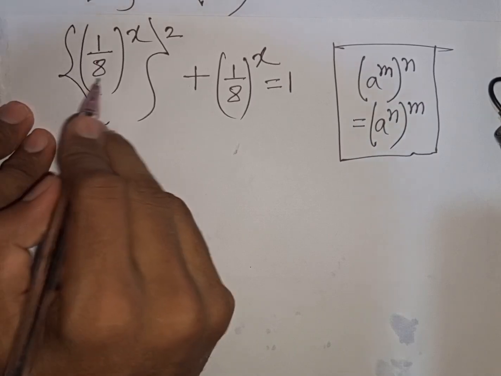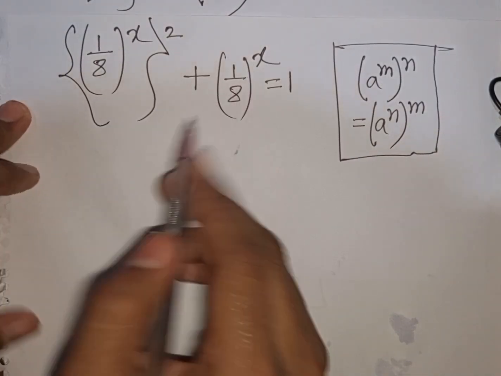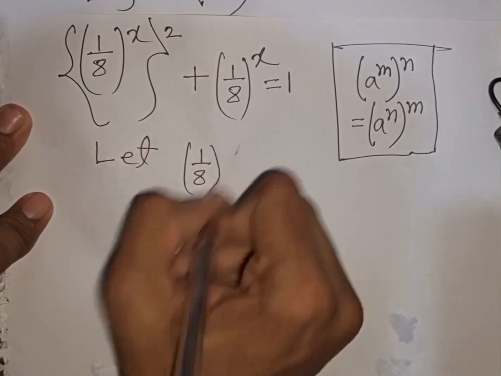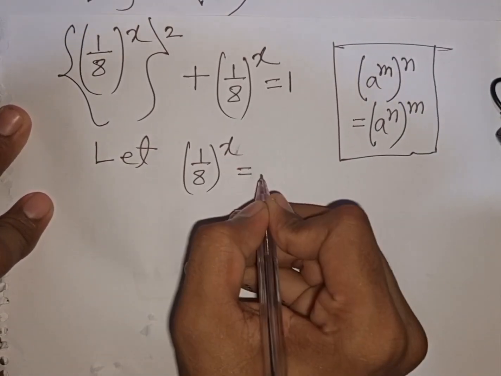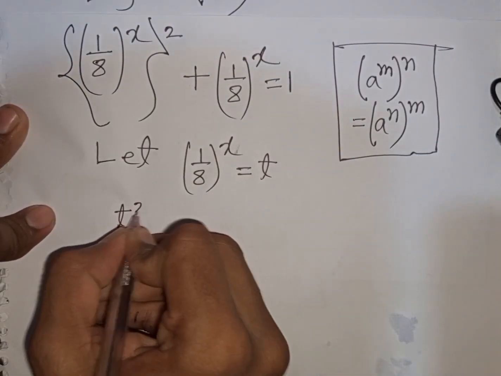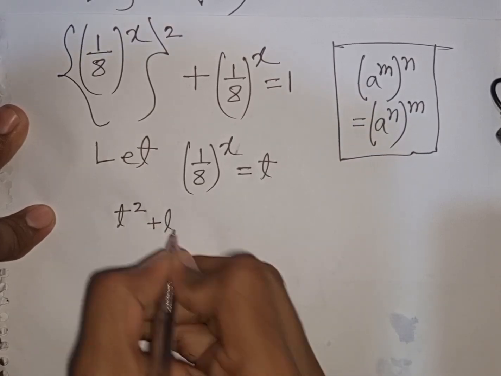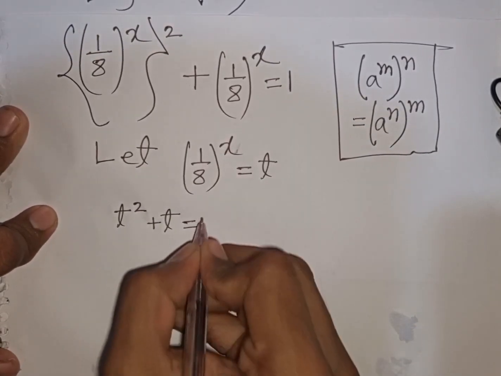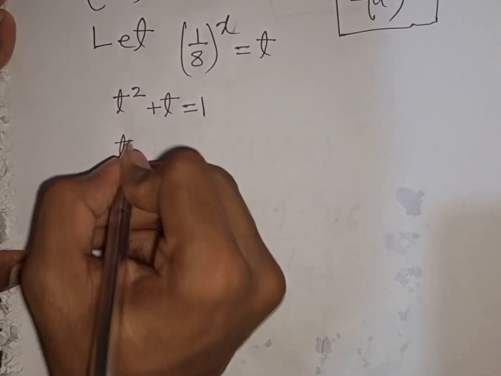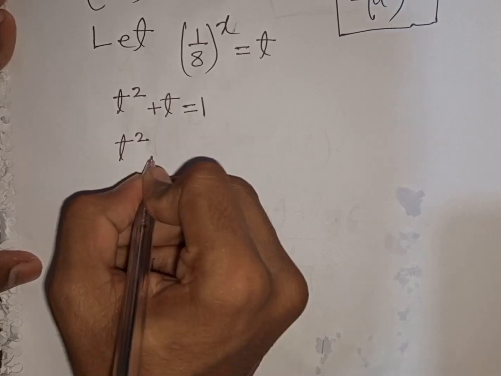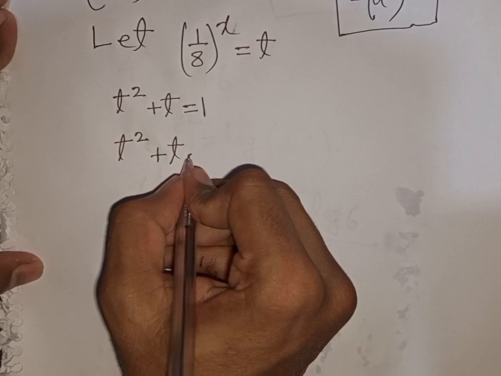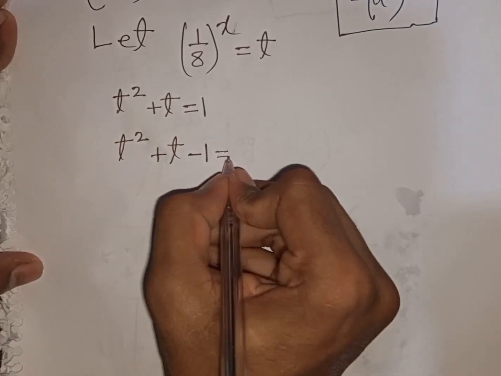Now, we see (1/8)^x and (1/8)^x, both terms are the same. So, let (1/8)^x be substituted by t. So, our equation will be t^2 + t = 1. Now, we write t^2 + t, then this plus 1 taken to the left side, so this will be minus 1, equal to 0.